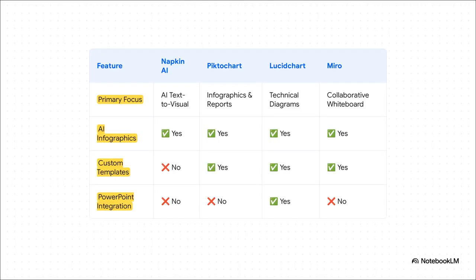So where does Napkin AI actually fit in with all the other tools out there? When you look at this comparison, you can see it has a very specific, almost laser-like focus. Tools like Miro or Lucidchart are built for deep collaboration or complex technical diagrams. Napkin AI's superpower is that initial, lightning-fast text-to-visual generation. It's incredibly fast and easy, but as you can see, it doesn't have the deep customization or integrations that some of its competitors do.